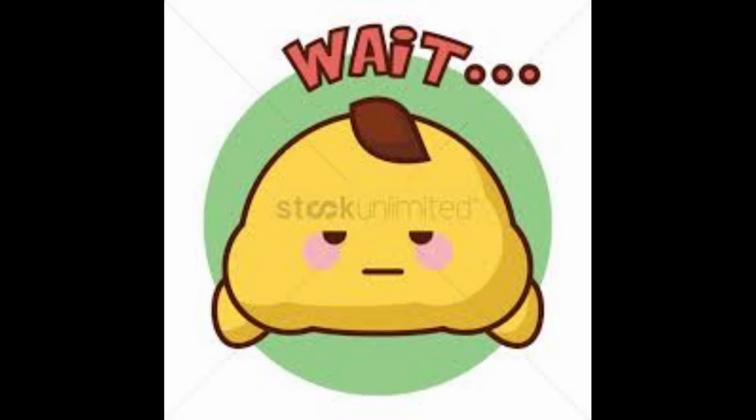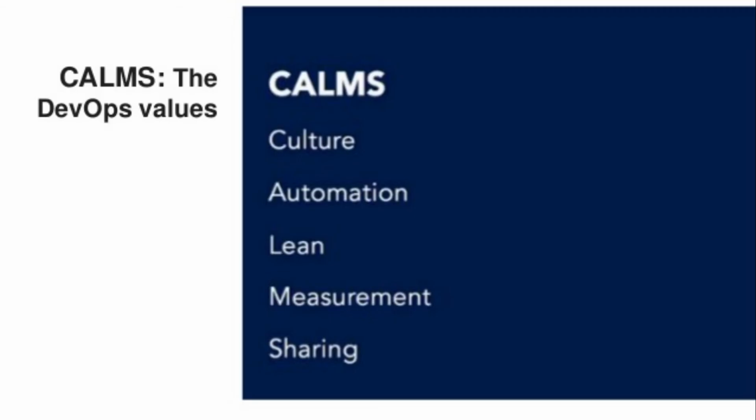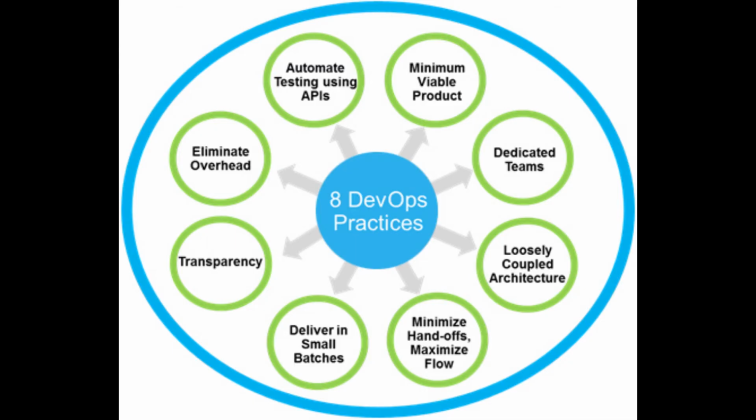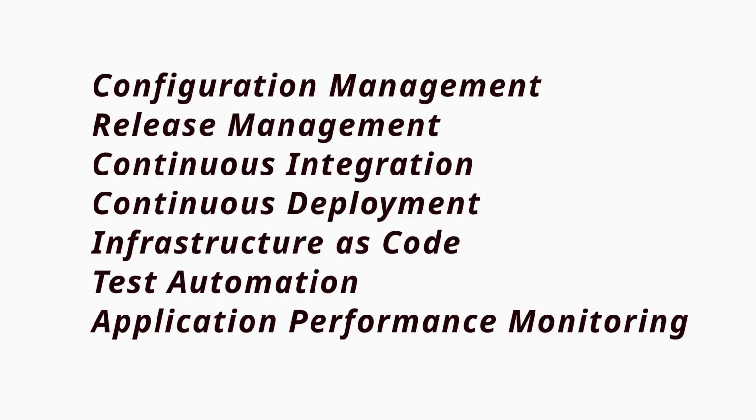Hence, the DevOps process was introduced to overcome all these caveats. As I said earlier, DevOps is a practice. The process becomes practical when we follow these 7 keys of DevOps. 1. Configuration management. 2. Release management. 3. Continuous integration. 4. Continuous deployment. 5. Infrastructure as code. 6. Test automation. 7. Application performance monitoring.